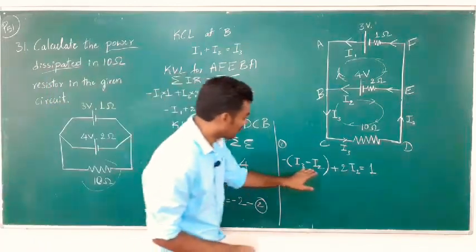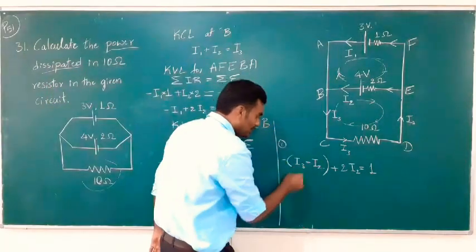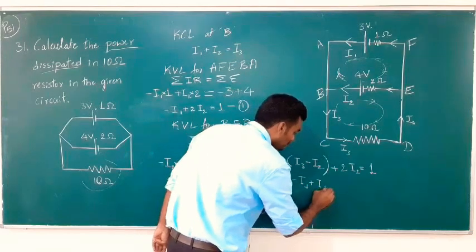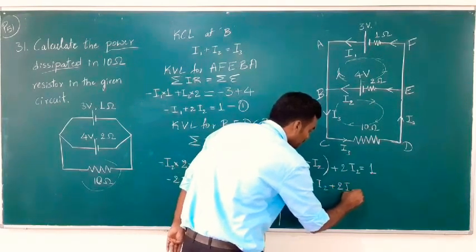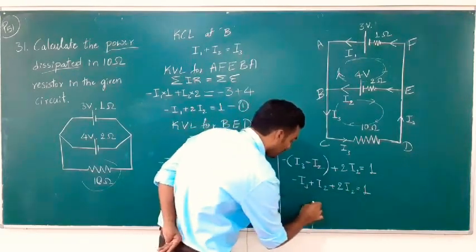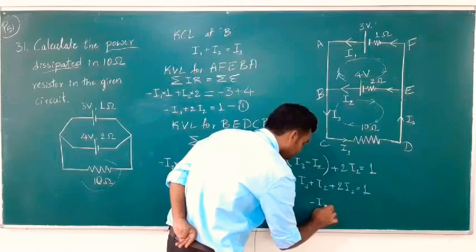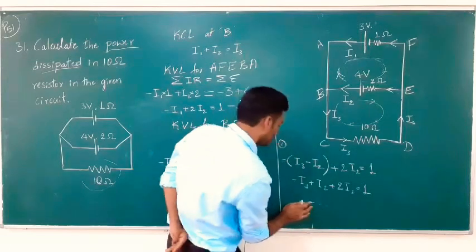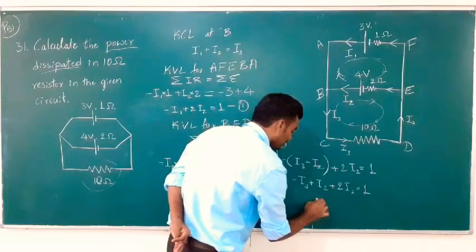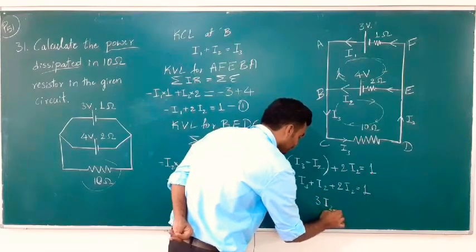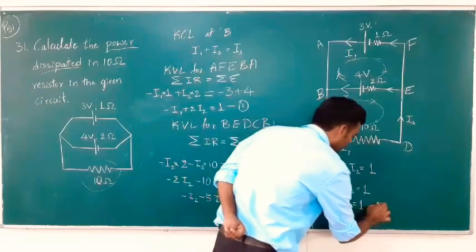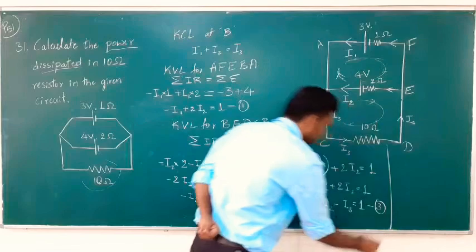So now what is this? Let me take the negative sign inside. So that will give me minus I3 plus I2 plus 2I2 is equal to 1. Simplifying this, let me write the I2 factor first. So it is 3I2 minus I3 is equal to 1. Let me name this as equation 3.